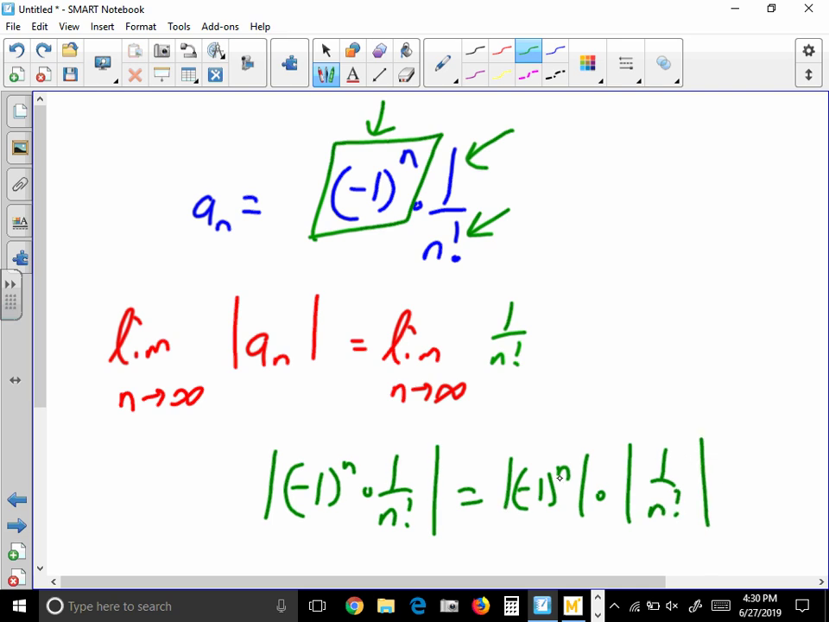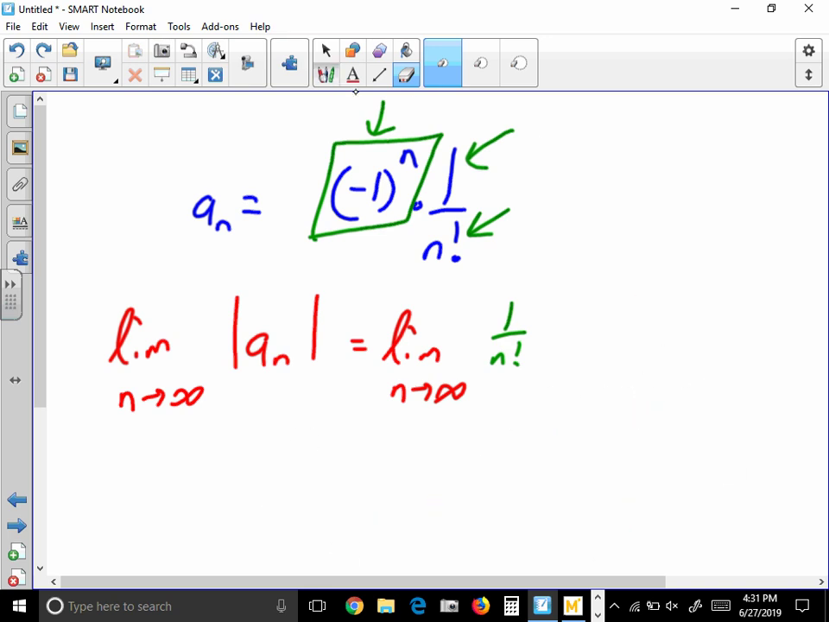So the absolute value of -1 or 1, that's just going to be 1. That's positive anyway, so there's no need to have absolute values on it. So for these absolute value theorem problems, if we have a part of our sequence that is alternating -1, when we take the absolute value, we're just going to make that part go away.